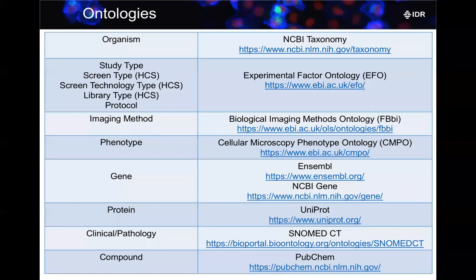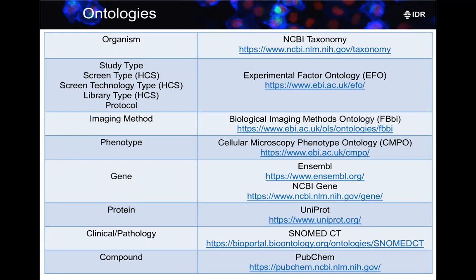This leads me on to ontologies. A common question that people often ask us is, what ontologies should I use? We don't have a definitive answer for this, but I can tell you the public ontologies we're using in IDR. For organism, we use the NCBI taxonomy. For study type, high content screen types, and protocol, we use the EFO. For imaging method, we use the FBbi, and for phenotype, we use the CMPO as previously mentioned. For gene, we use either Ensembl or NCBI Gene, and for protein, we use UniProt.